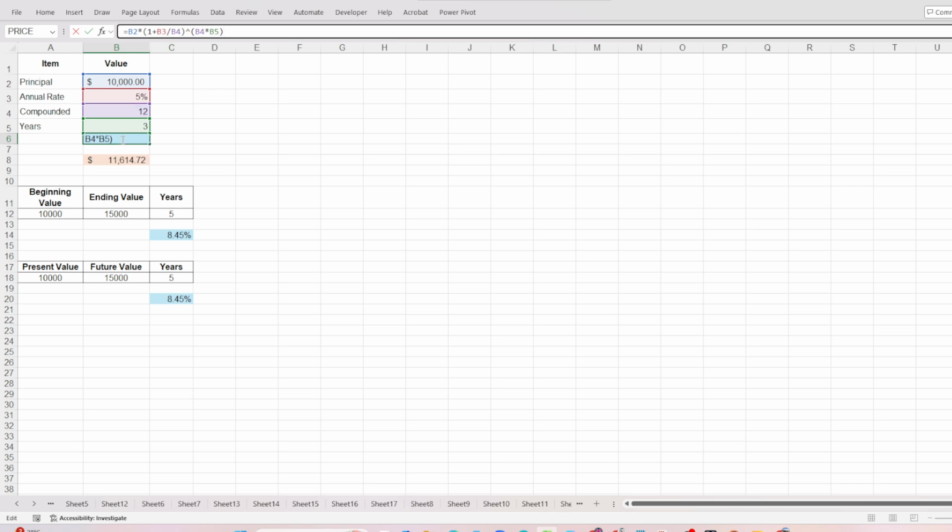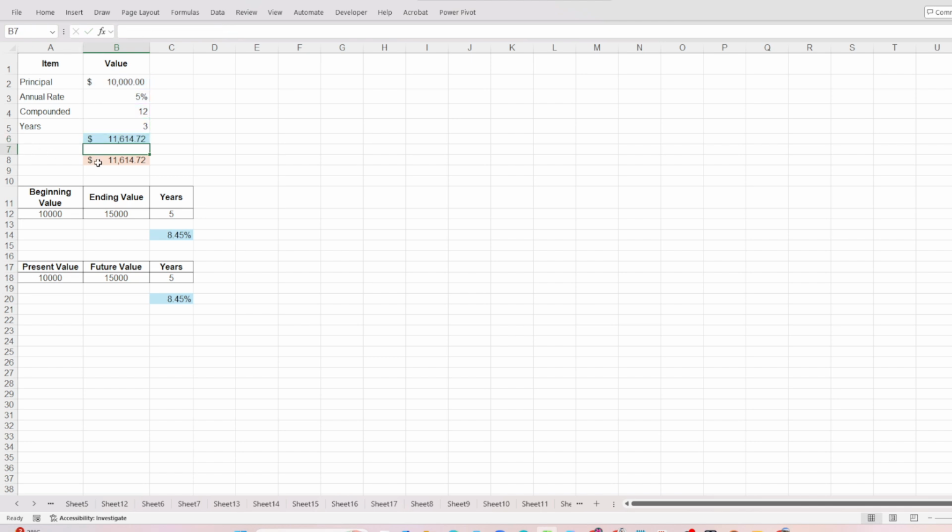This formula calculates the future value of the investment by applying the interest rate in smaller monthly periods and then compounding it over the full number of months. The result is $11,614.72, which means that after 3 years, $10,000 grows to approximately $11,614.72. Now let's look at another way to do the same calculation using Excel's built-in FV function.